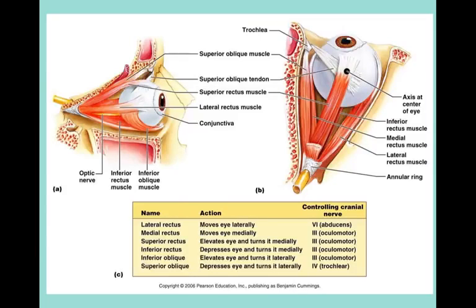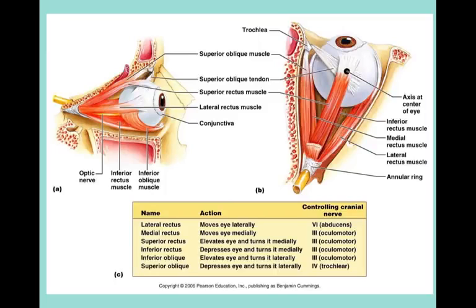It moves the eye laterally. And when you're moving anything laterally or away from the midline, you're abducting. And so the lateral rectus is controlled by cranial nerve 6, the abducens nerve. It abducts the eye away from the midline.